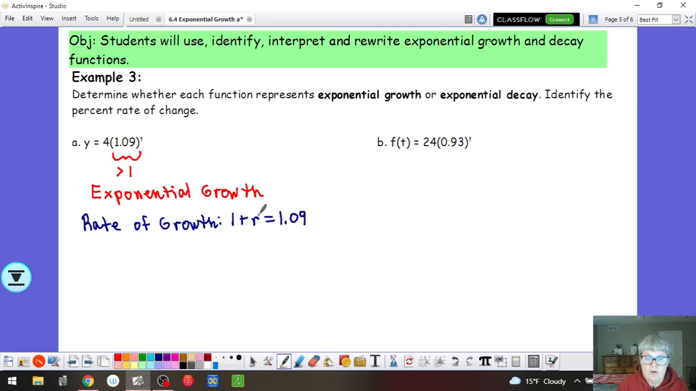So to find r, which is that rate of growth, I'm going to subtract 1, and r is going to be 0.09, and as a percent, that is 9%. B, we have 24 times 0.93 to the t. This 0.93 is less than 1, so this is exponential decay.